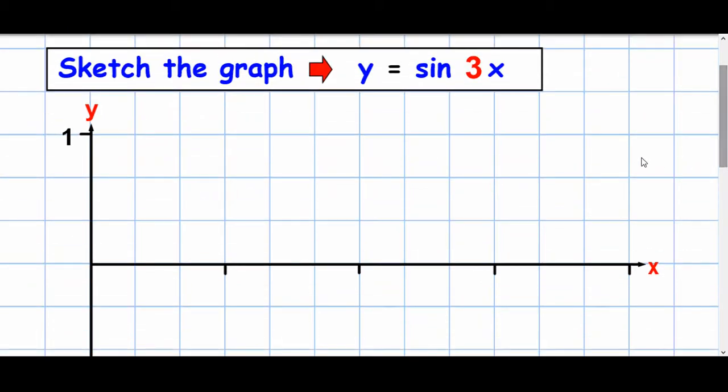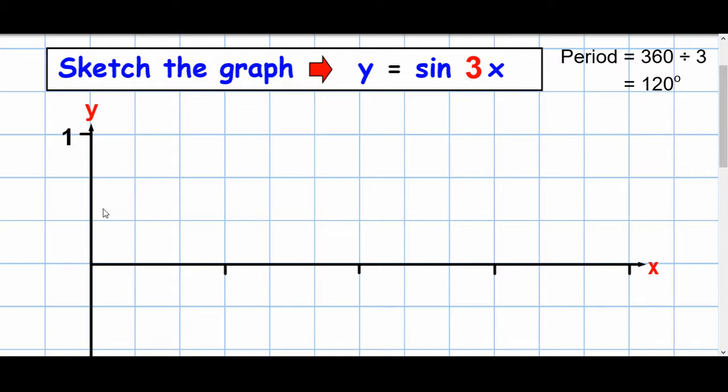Now, the first thing I would like you to work out is the period of the graph, like when the first wave finishes. In order to do that, we need to take 360 degrees and divide it by 3. That's what we do with this part here. That will give you an answer of 120 degrees, which means the first wave finishes at 120 degrees.